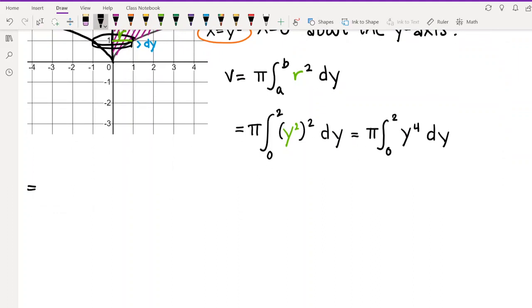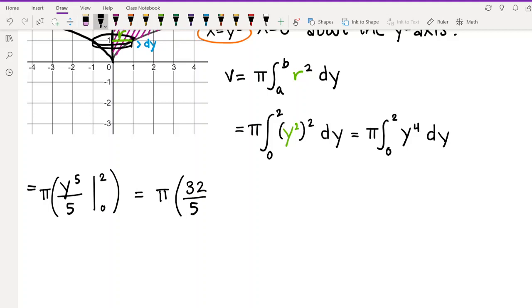And so if we take the antiderivative, we end up with y to the 5th over 5, and we're still multiplying by pi, and we're evaluating y to the 5th over 5 at 2 and at 0. So when you plug in 2, you get 32 over 5, and as we mentioned earlier, we're just going to get 0 at the lower bound, so we're left with 32 pi over 5.